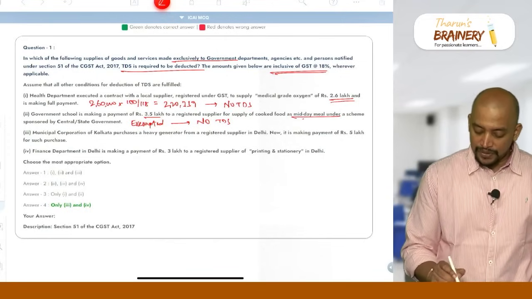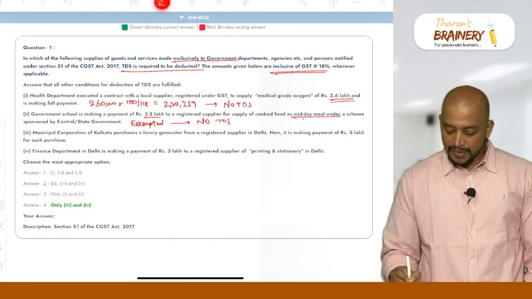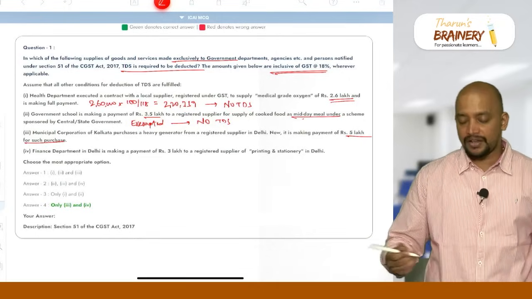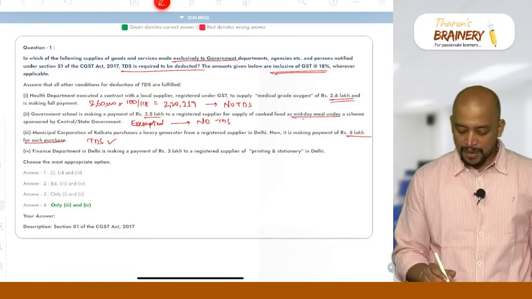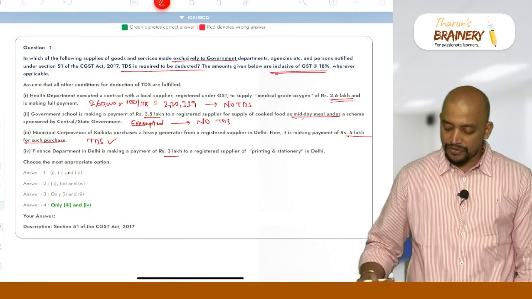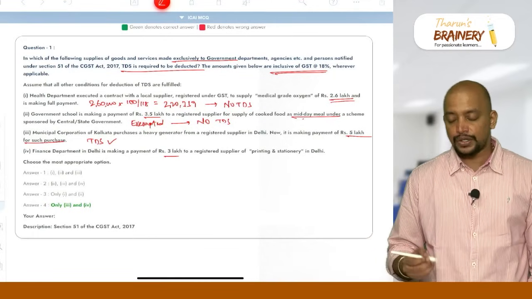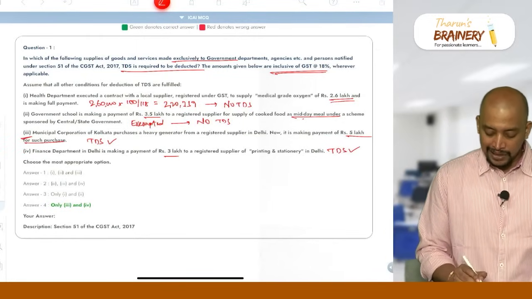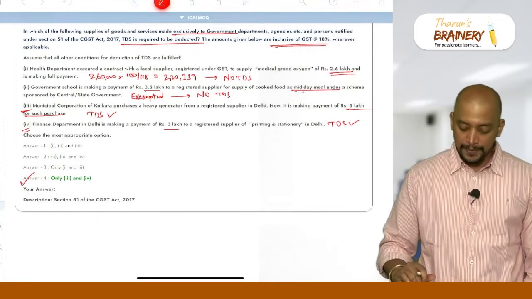Then Municipal Corporation of Kolkata purchases a heavy generator from a registered supplier in New Delhi. Now it is making a payment of 5 lakhs for such purchase. 5 lakhs, definitely the contract value exceeds 2,50,000. So TDS is applicable. Finance department in Delhi is making a payment of 3 lakhs to a registered supplier of printing and stationery. So 3 lakhs, excluding GST, into 100 by 118, is 2,54,000, more than 2,50,000. So TDS is applicable. So in the third case and fourth case only, TDS is applicable. In other cases TDS is not applicable.